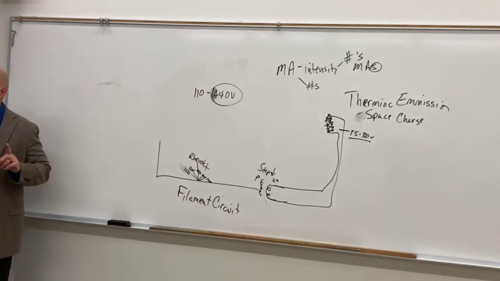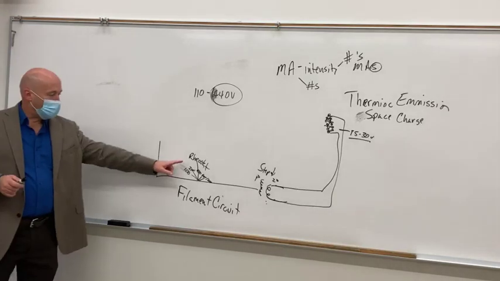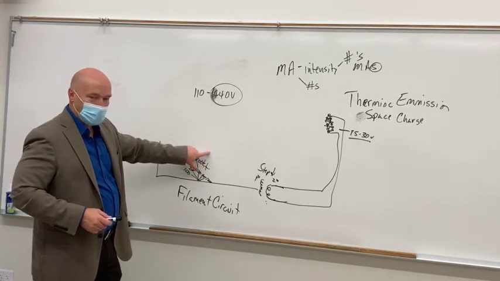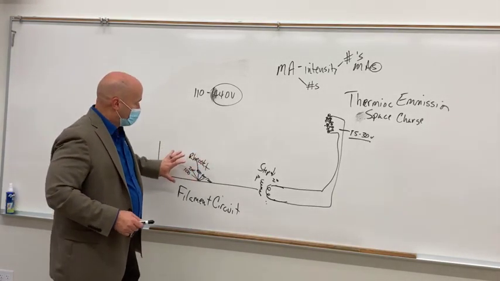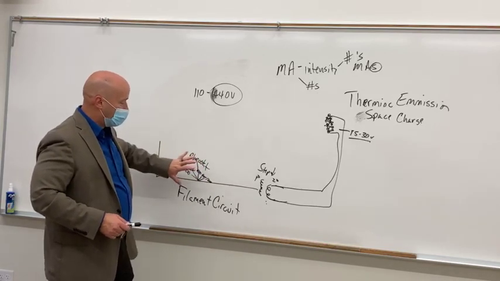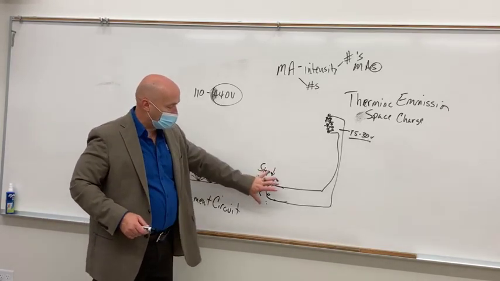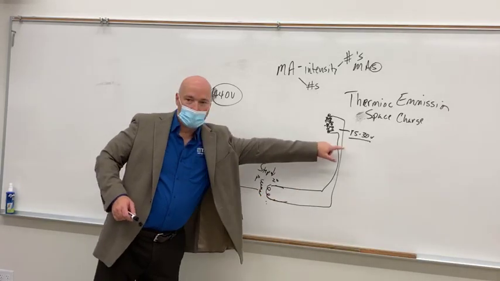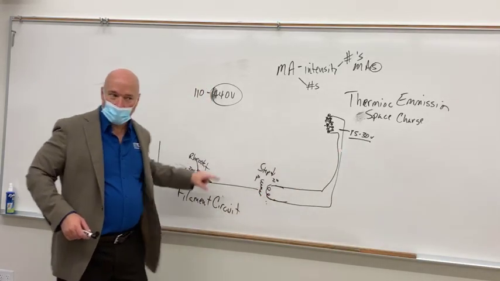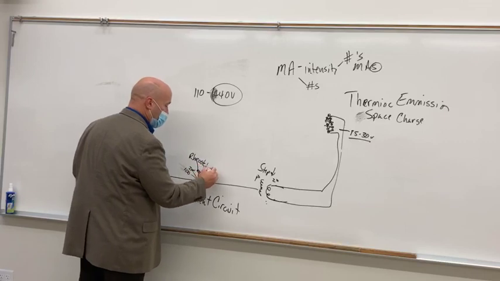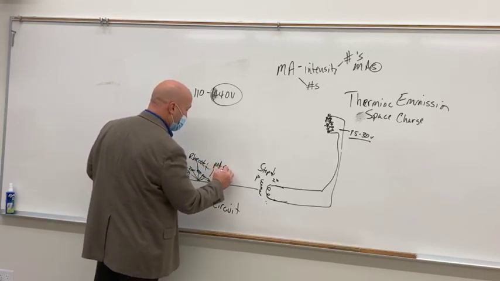Now, when we select our mA, what we're doing is we're manipulating this rheostat, okay? So we manipulate the rheostat, we set our mA, and it goes into the step-down transformer, so it gives us very low voltage. So that's one thing that you select, is your mA. That is your mA selector.